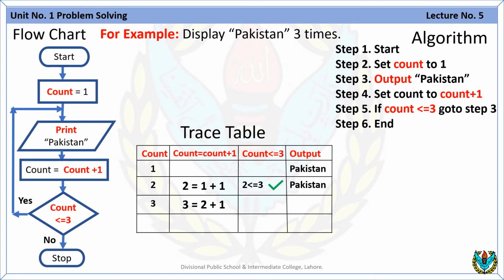Next step, check its validation. 3 is less than or equal to 3? Answer is yes. Again, move towards step number 3 and print Pakistan third time. Move towards fourth step and increase the value of variable count by 1 and check again. 4 is less than or equal to 3?